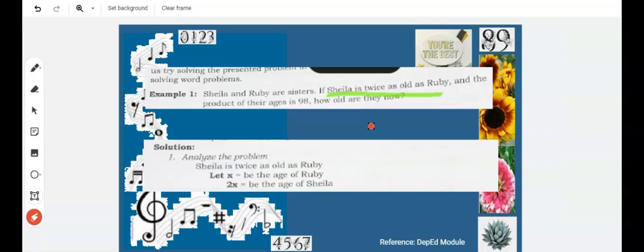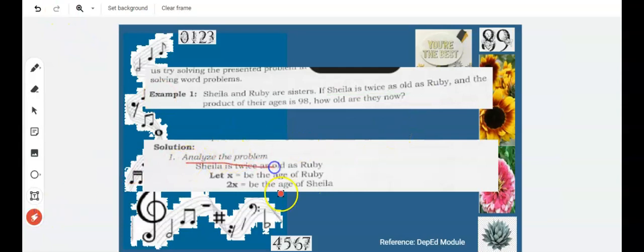Unsa man ang pasabot sa representation? When we say representation, atong i-translate ug i-represent ang given sa story or sa problem into algebraic expressions para ni sa analyze the problem na step. Again, i-represent nato ang given using algebraic expressions. Unsa ganito ang statement, ang useful statement para sa atong representation sa given? Yes. The statement in words nga, Sheila is twice as old as Ruby.